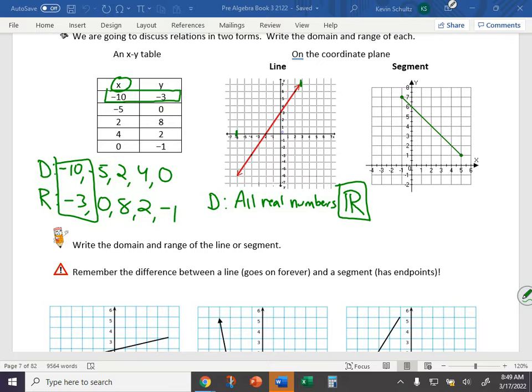So the domain of a relation is all real numbers, or that double-stemmed R, because it goes on forever. The range is going to be similar, right? If a line continues forever horizontally along the x-axis, it's also going to continue forever along the vertical axis. And so the answer is the same. All real numbers.